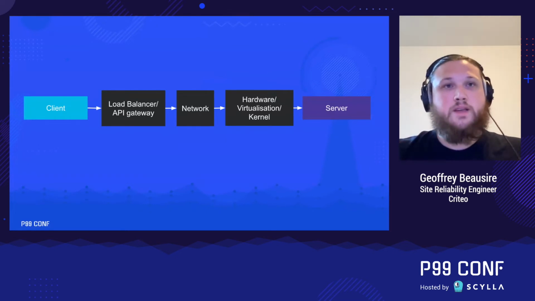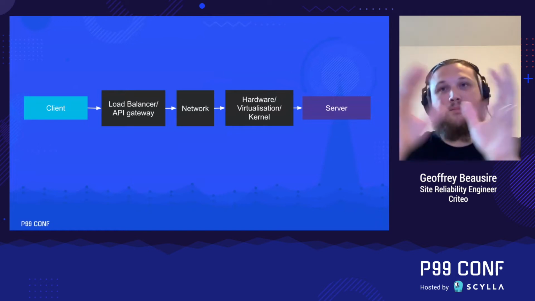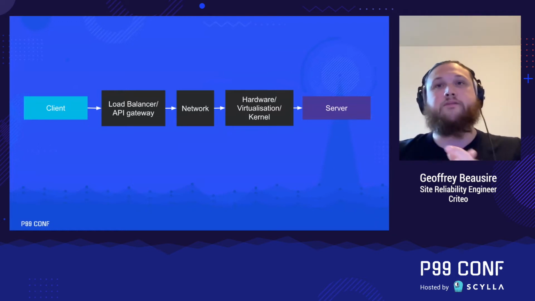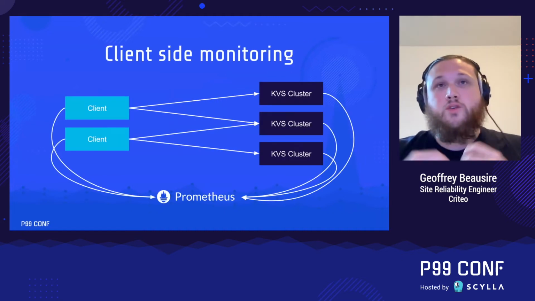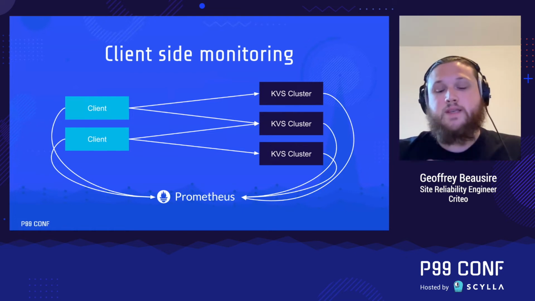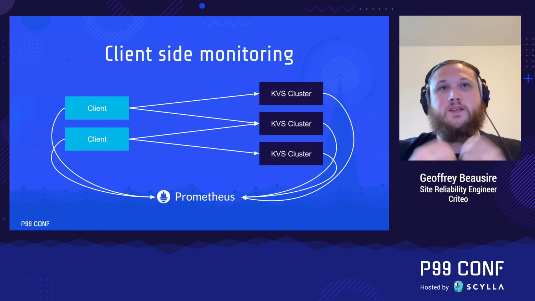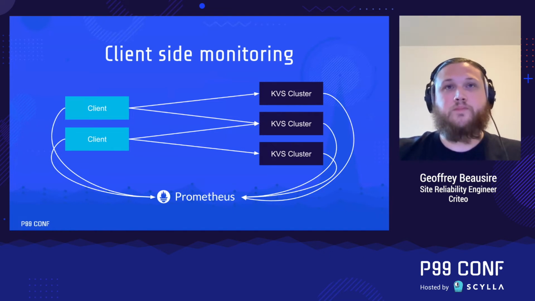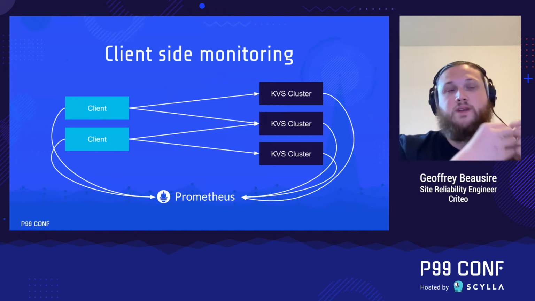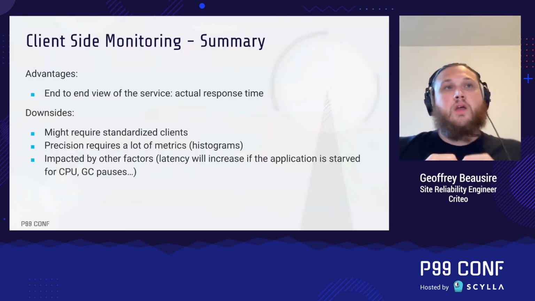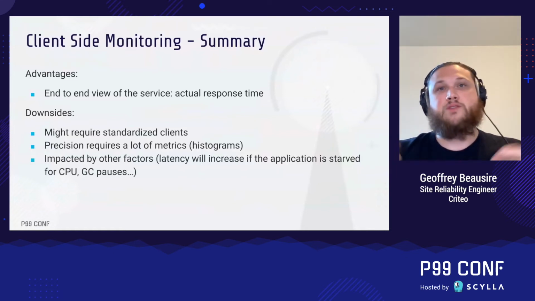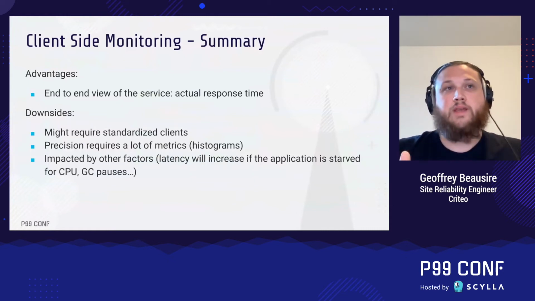You can also have load balancers, API gateways in the way, and you can have many, many different things. Even on the client, you also have hardware and virtualization that can add latency. So what you can do to see the end-to-end latency of your service is to do client-side monitoring. In this case, you will extract metrics and observations from your client and put them in your system. The advantage of client-side monitoring is that it provides an end-to-end view of the service. You get the actual response time, actually what your client is experiencing at this moment.